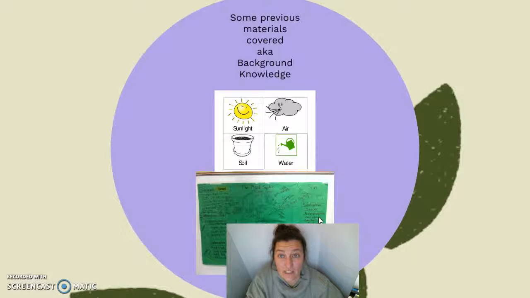So some of the reasoning, these are some of the previous materials we've covered or our background knowledge. We have the sun, the soil, air, and water. We've all grown plants with these 4 things. So here's our plant system, and then we have the subsystems, and there's our sun, and this is what we have to work with.